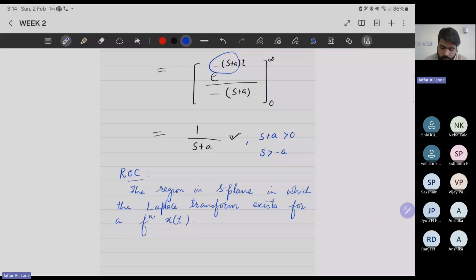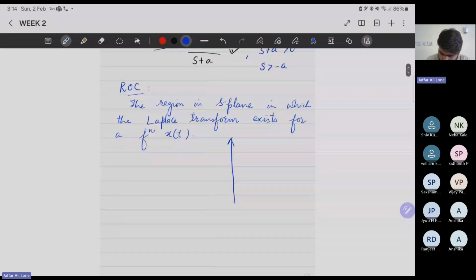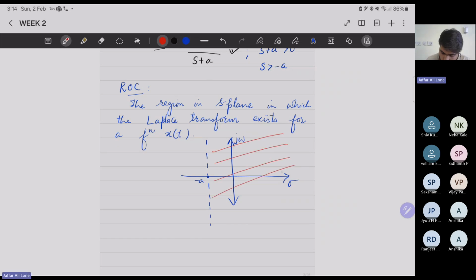For example, in this example, we have s greater than minus a. So this will be something like this. We know our S-plane is sigma plus j omega, and s equals minus a is somewhere here. So this region is the ROC for this signal.